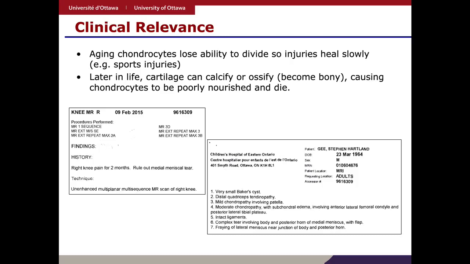Cells in avascular cartilage lose the ability to divide as we age, so these types of injuries heal rather slowly. It took a couple of years before everything was back to normal, although even now it still gives me mild pain once in a while. But I can still run and work out legs at the gym. Later in life, and hopefully I'm not there yet, cartilage can calcify or ossify, becoming bony, causing chondrocytes to die.